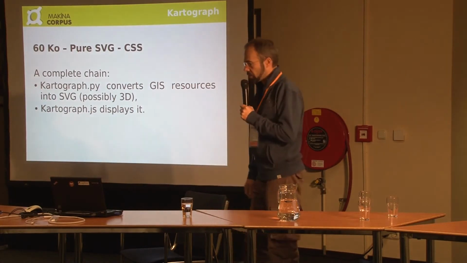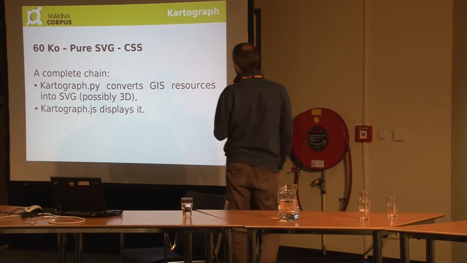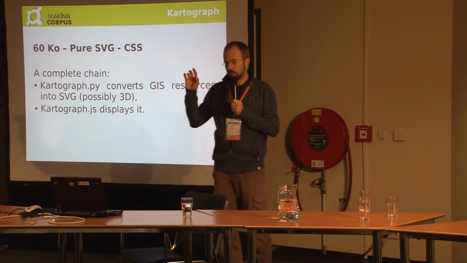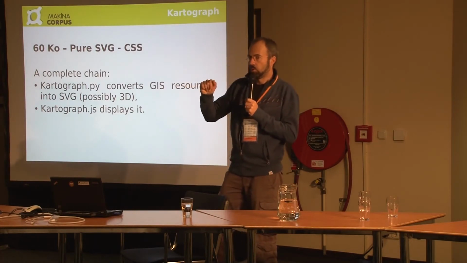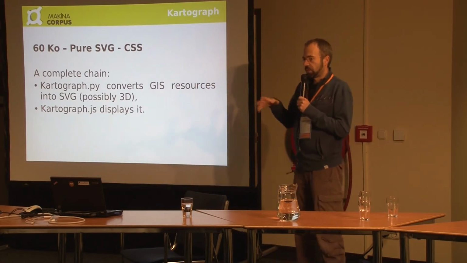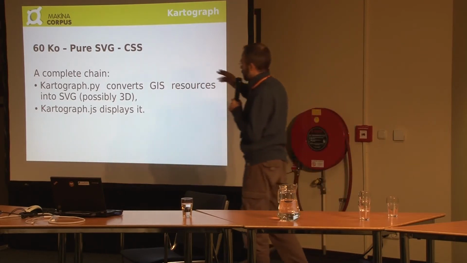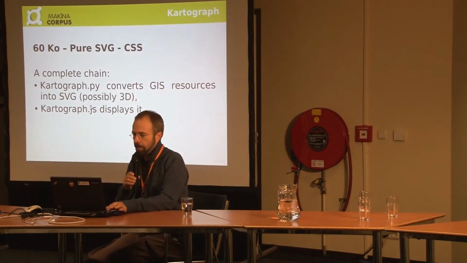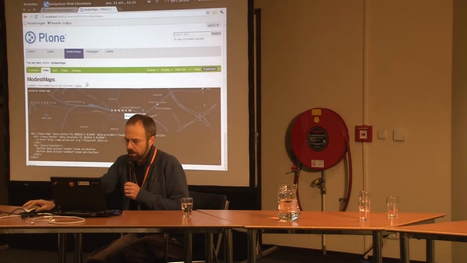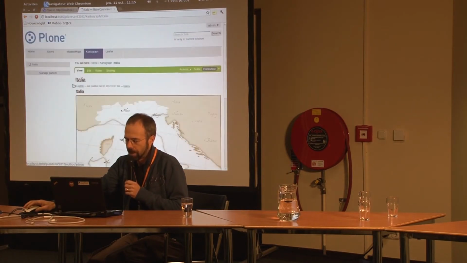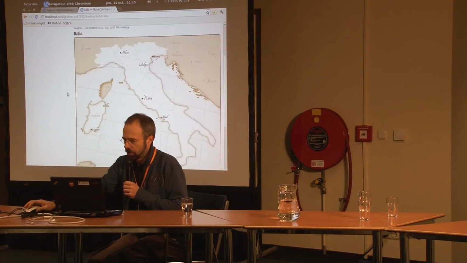So I've made a very small and basic integration of Kartograph with Dexterity, where you have a field to describe your CSS, another one to put your JavaScript, and the last one to provide the SVG file produced by Kartograph.py, and you get something quite nice. Where is it? Here. So I took the Kartograph example for Italia. Yeah, that's what you get.